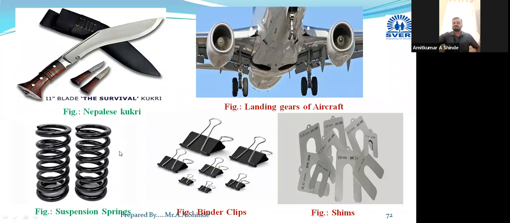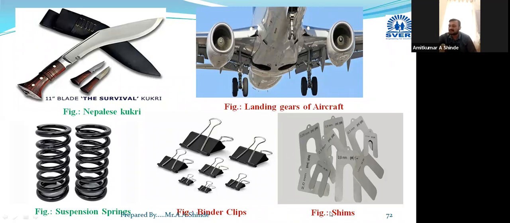Then different kinds of suspension springs. These suspension springs are manufactured with the help of spring steels. Then binder clips. Here we have clips for binding papers. These binder clips are also manufactured with the help of spring steels only. Then landing gears of aircraft. In an aircraft there will be landing gears, and these will be manufactured with the help of spring steels.